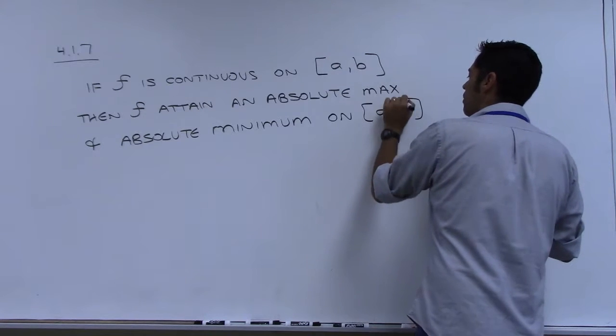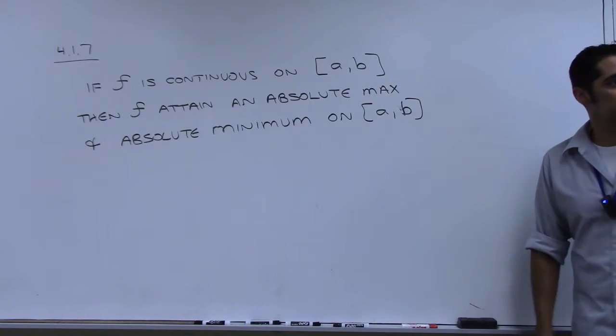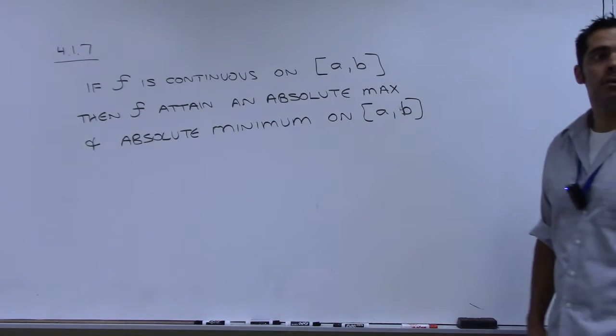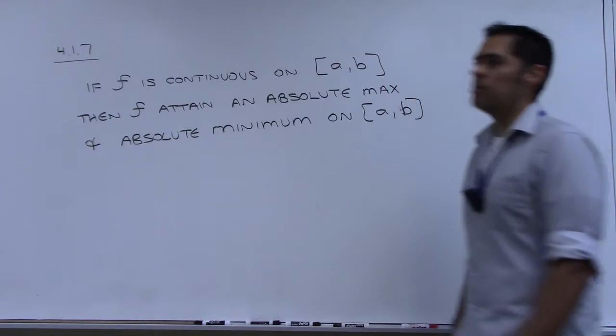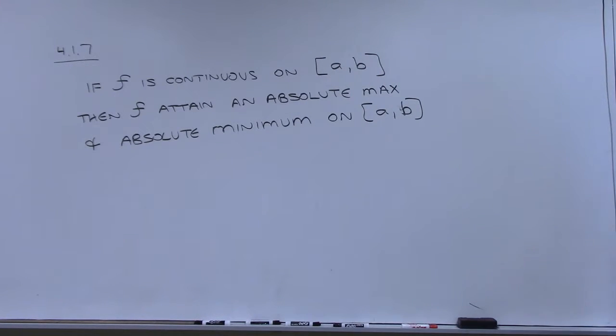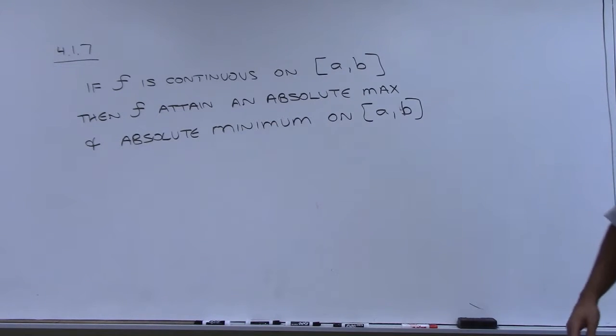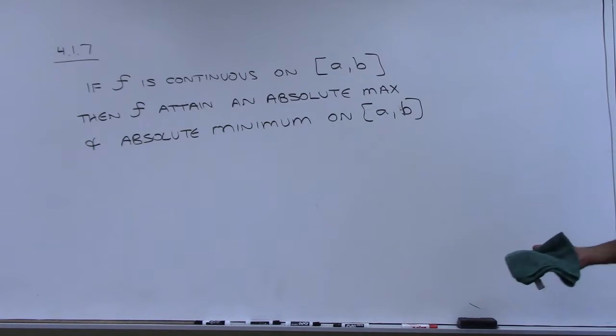So somewhere in that interval, it's got to have a highest point, and somewhere it's got to have a lowest point. Has to. If it's a constant, you still have? I was hoping you would bring that up. Yes. We'll talk about that. Give me a second. All right, so if the function is continuous, then the function has to attain both an absolute maximum and an absolute minimum on the interval.